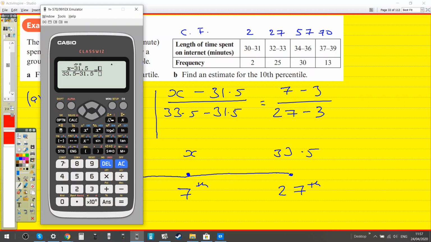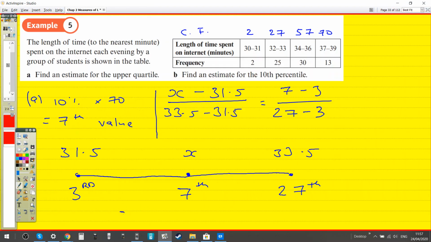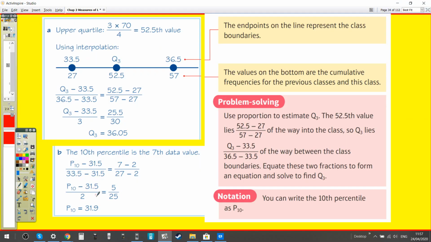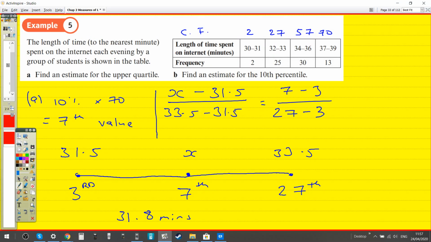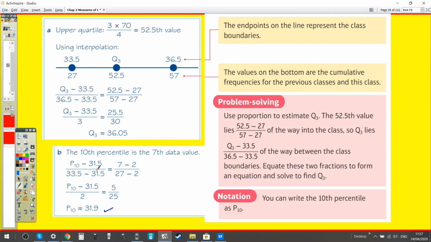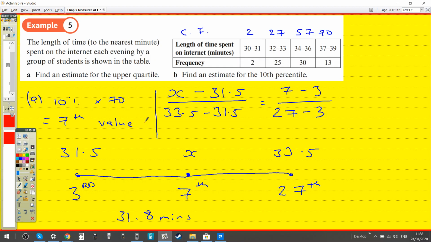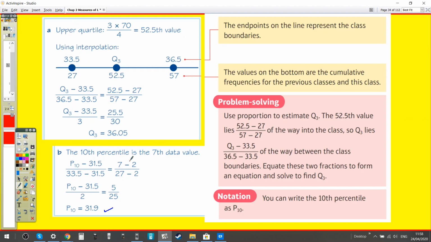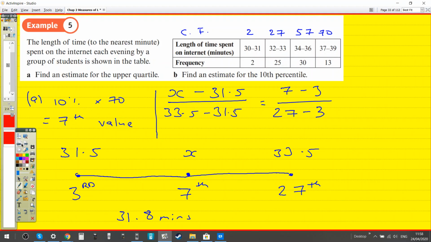I got like 31.8333. So 31.8 minutes, and they rounded it to 31.9. Let me see. Minus 31.5. 33.5 minus 31.5. Yeah. 7 minus 2.